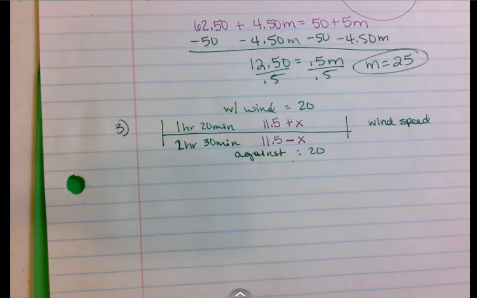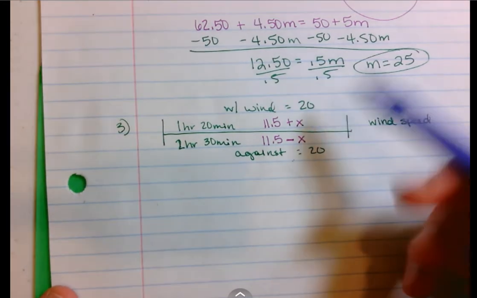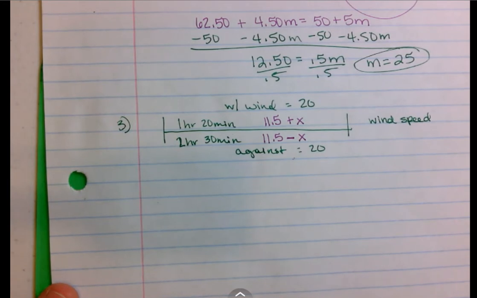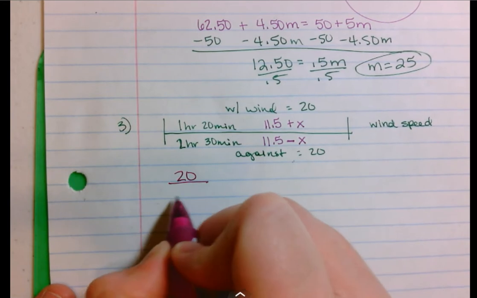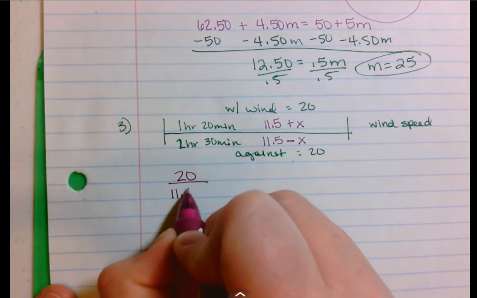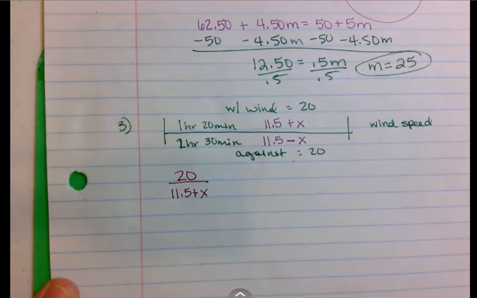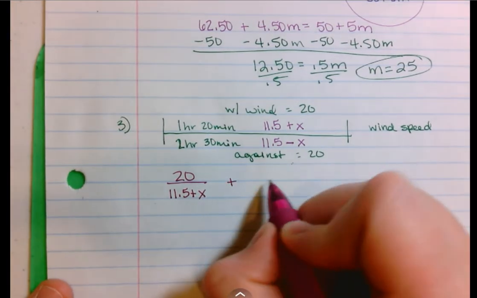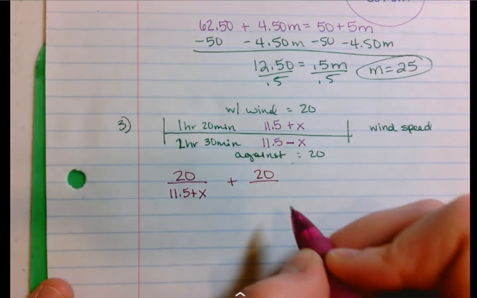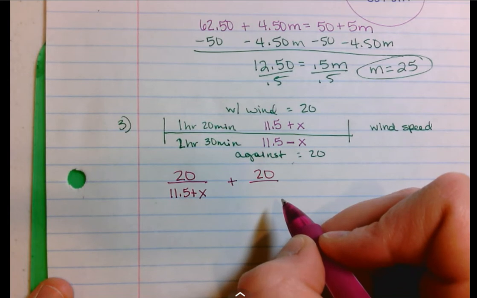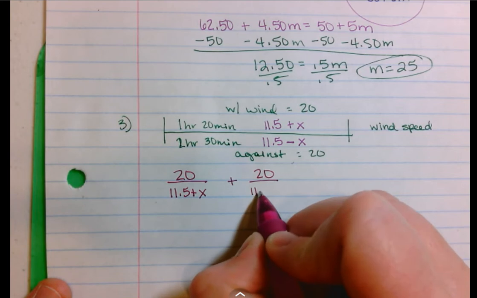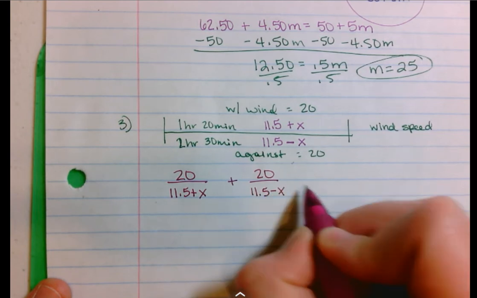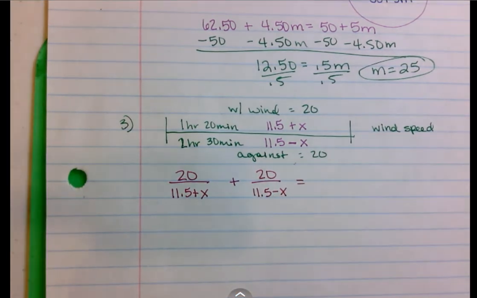Okay? So the way that we set this up is each leg of the trip, you have your total miles divided by your speed, which is 11.5 plus x. So this is the first leg. And I have 20 divided by the 11.5 minus x equals, this would be my total trip.